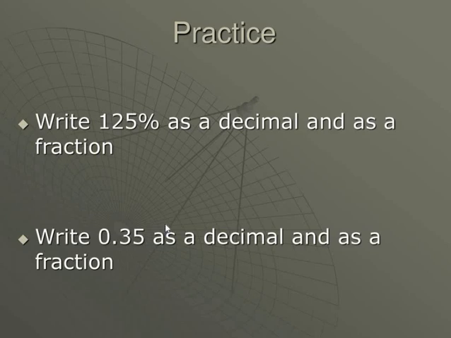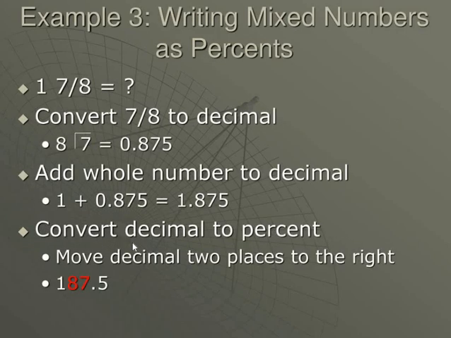125%, and here should be percent, and 0.35%. Write it now, and we will solve it after we finish, beside the other examples in the last slide. Now, but before we write it or you solve it, I want you to know how to convert mixed numbers to a percent.